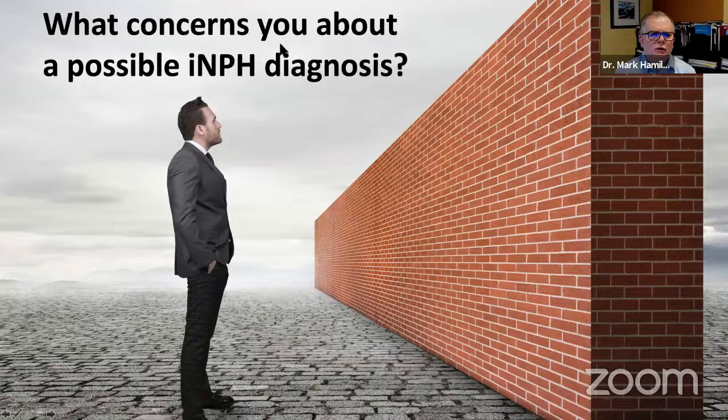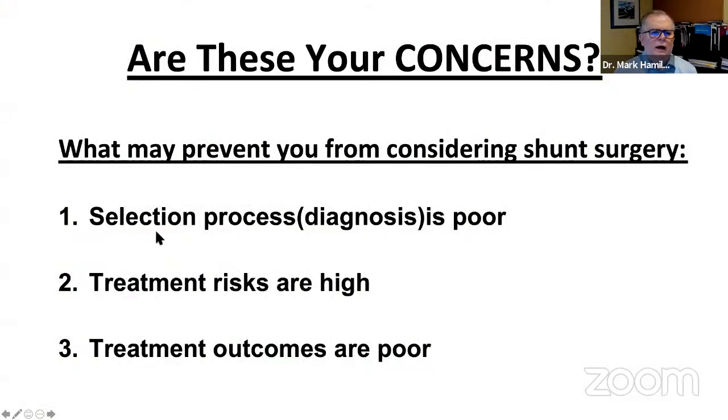So what concerns you with a possible iNPH diagnosis? When I talk to neurologists, neurosurgeons, geriatricians, there are three main issues that come up individually or all together. So what's the barrier? That's one way you can think of this wall here. One, the selection process or diagnosis is poor. Two, treatment risks are high, and three, treatment outcomes are poor. And I'm going to show you that all three of these, while relevant, are mitigatable and wrong.